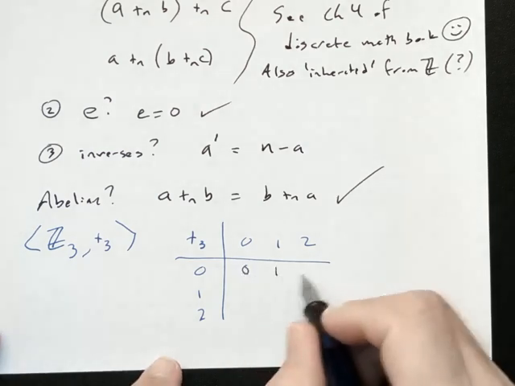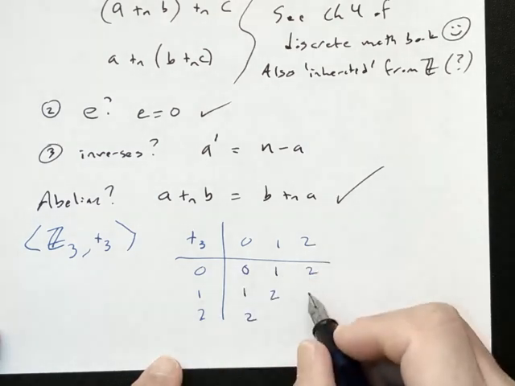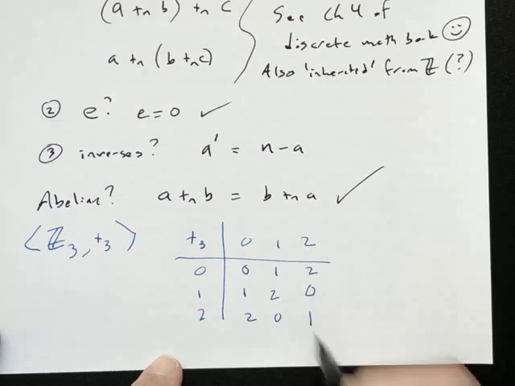Adding 0 doesn't change a number. 1 and 1 is 2, 1 and 2 is 3. There is no 3 in this universe. 2 and 2 is 4. There is no 4. It must be 1.